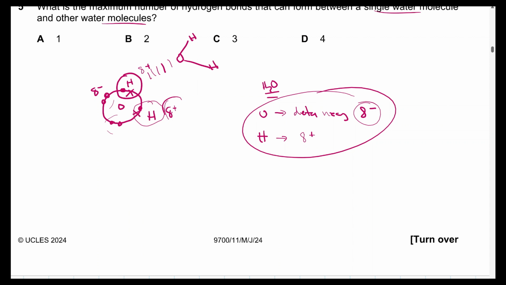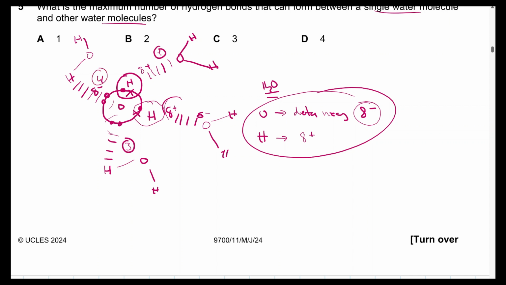And the same thing happens here. So this is the first hydrogen bond, and this is the second hydrogen bond due to the delta negative. And then if we look here, there must be another hydrogen bond formation. So this is the third one, and finally the fourth one. Therefore, in total, we have 4 hydrogen bonds forming between a single water molecule and other water molecules around it. Therefore, the answer is going to be 4, which is D.